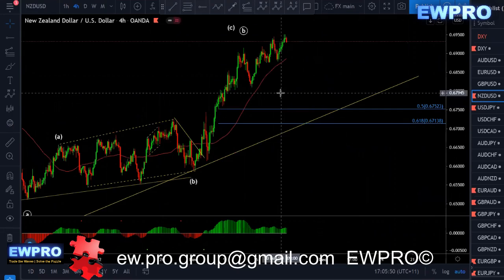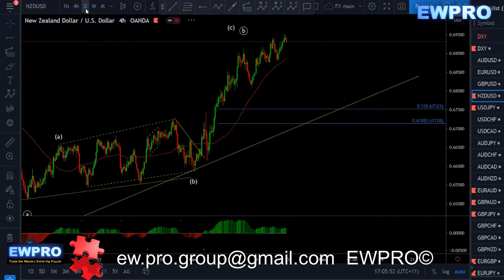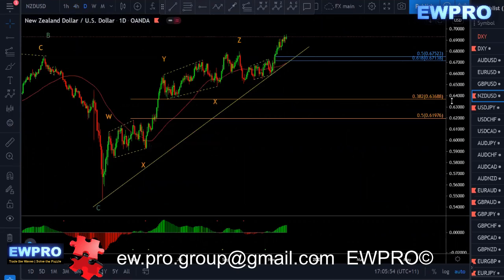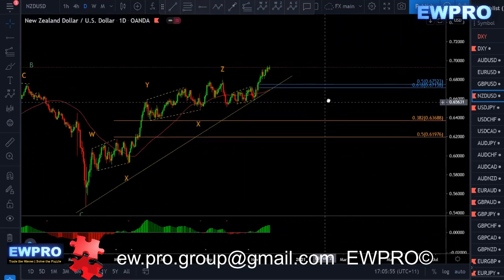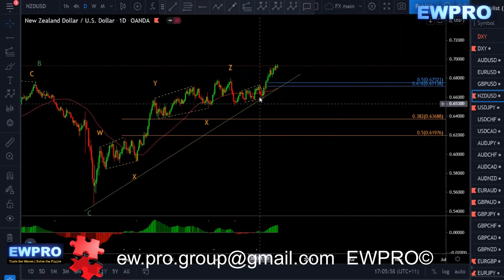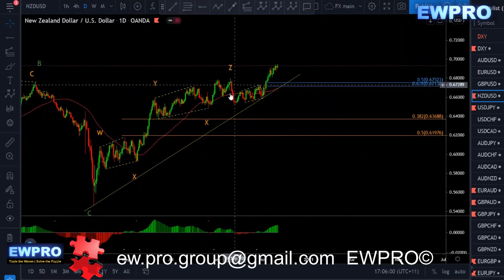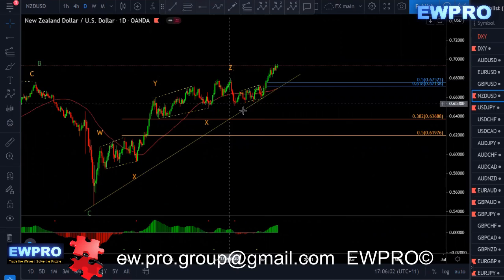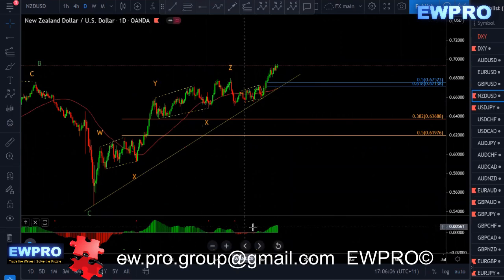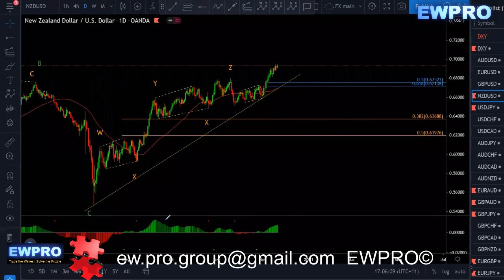NU on the daily, it's just kept on going, and it's still going. If this is the larger correction in here, I don't like this as the correction. We're going to have to look at it at a later date. We have bearish divergence in here.